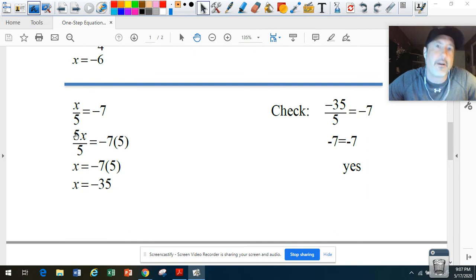So I'll multiply over here by 5, and remember to multiply over here by 5. Now, as you know, what happens to 5 over 5? They cancel. They just become a 1. If you had a 1x here, that's fine. Okay, but x equals negative 7 times 5. Negative 7 times 5 is negative 35. So let's check and see if we have this correct. Plug your negative 35 in for the x. So you get negative 35 over 5 equals negative 7. Okay. Negative 35 divided by 5 is negative 7. Negative 7 equals negative 7. Yes, these are correct. Awesome job.